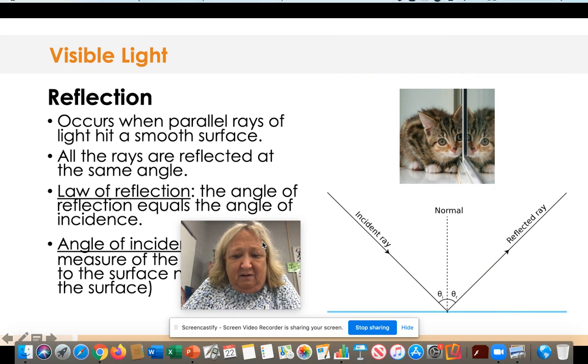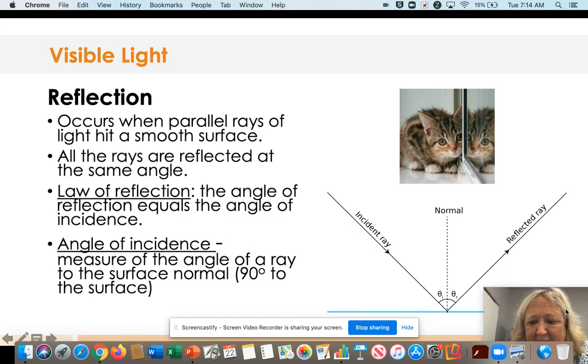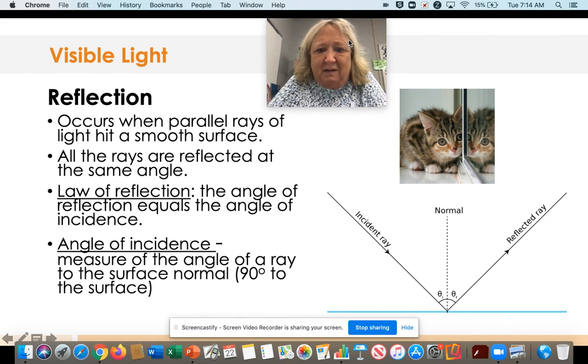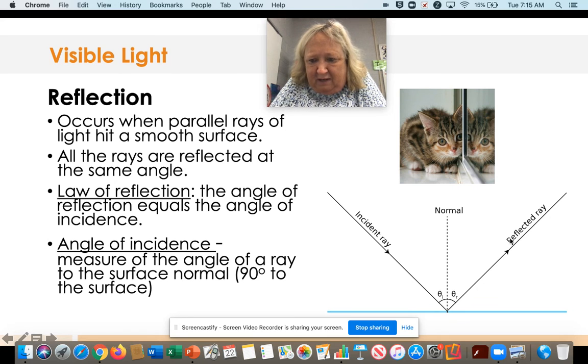All right, so here is reflection. Reflection occurs when the parallel rays of a light hit a smooth surface. So, like in this case with the kitty cat with the mirror. Okay, all the rays are reflected at the same angle. All right, there's something called the law of reflection, and that's the angle of reflection equals the angle of incidence, meaning it comes in at one angle and it goes off at the exact same angle.